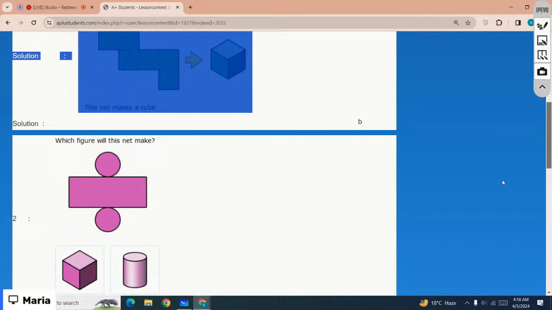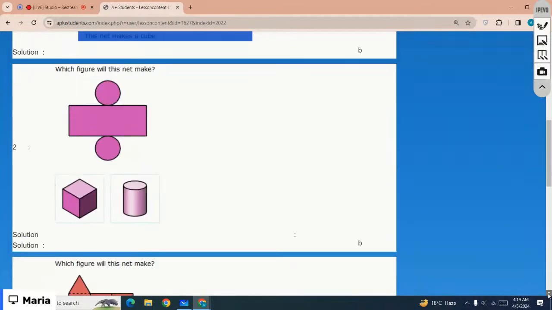The second one, right? The cylinder, because you can see the circular faces, here again you have a cylinder. You have two of the circular faces. So this net will make the figure cylinder, right? Okay, which net make? Which is the correct option?